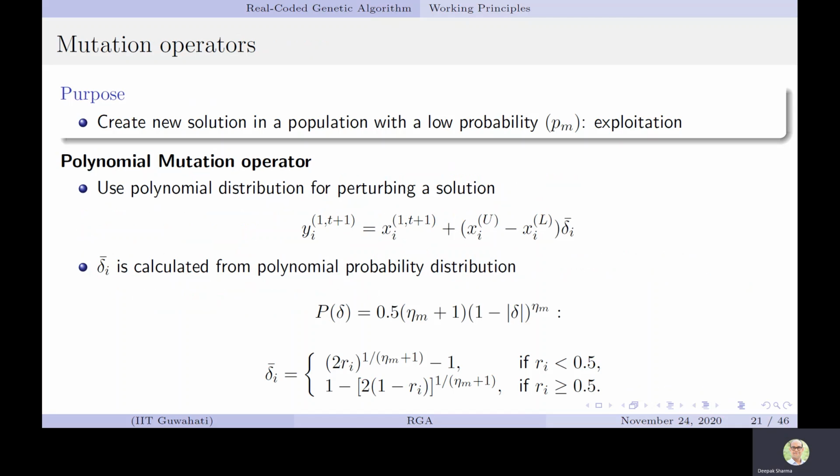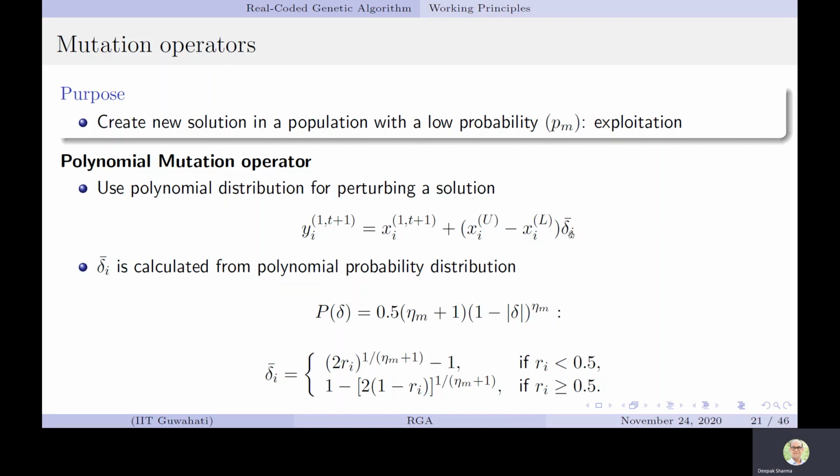After crossover, we remember that we perform mutation. The purpose of the mutation is again to create a new solution, but with a small probability. So we are going to understand this polynomial mutation. This polynomial mutation says that the new solution yi is equal to xi(t+1), so this is the solution generated by the crossover, plus xi upper minus xi lower multiplied by delta.